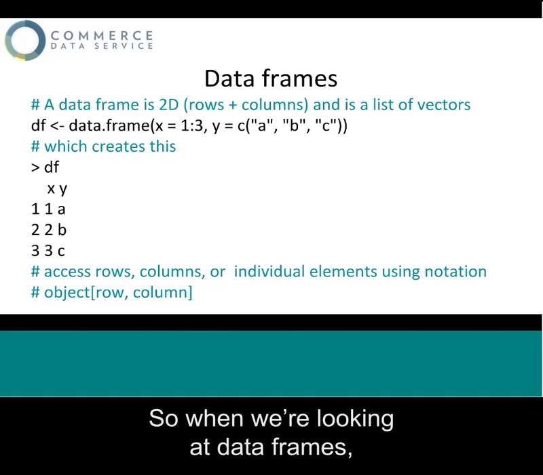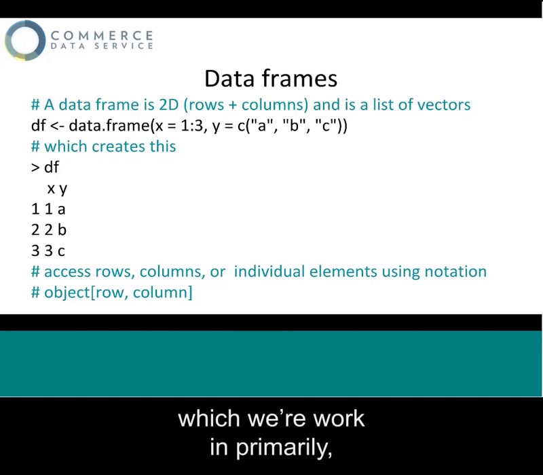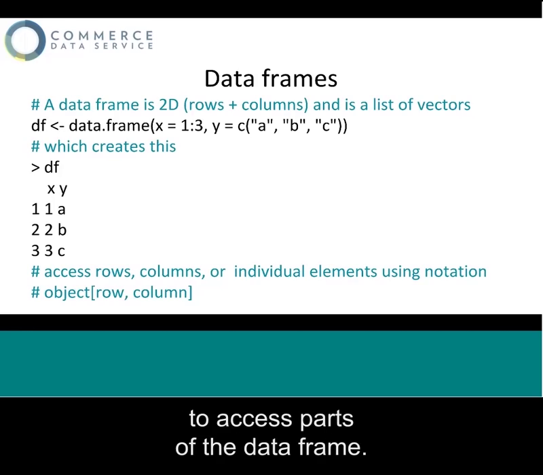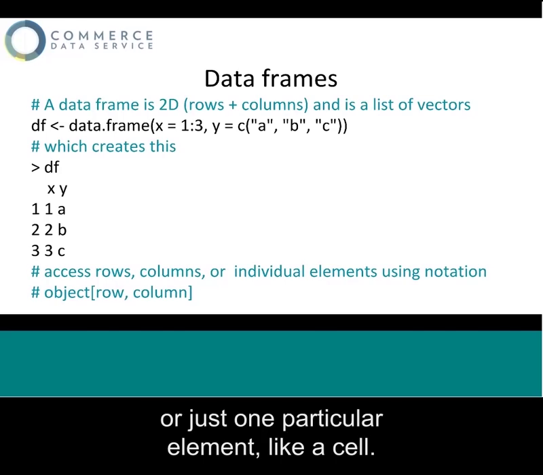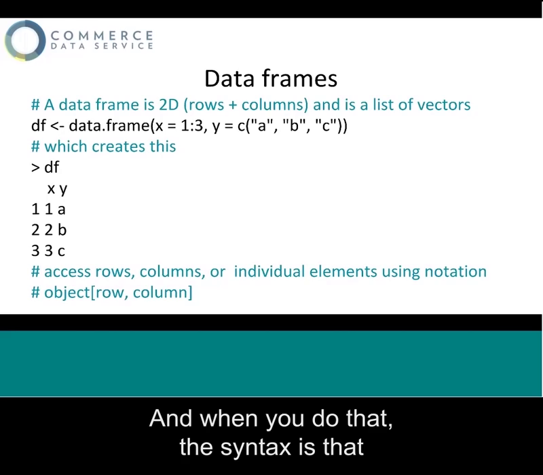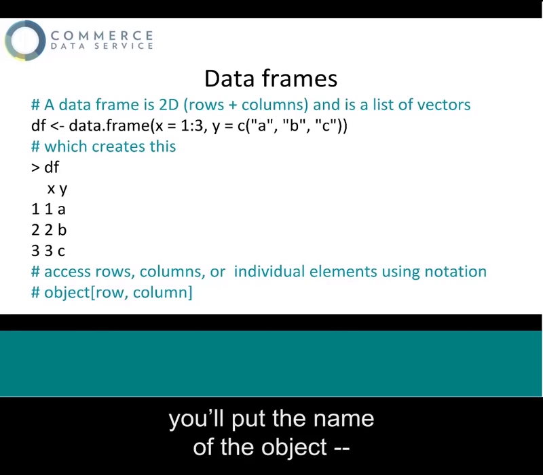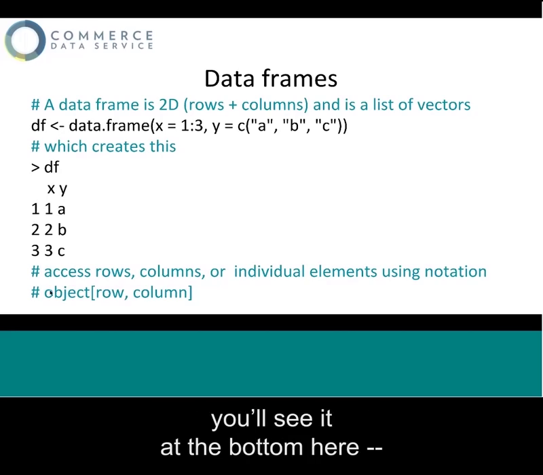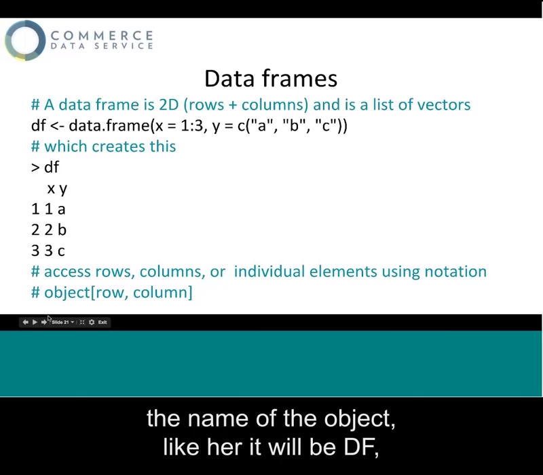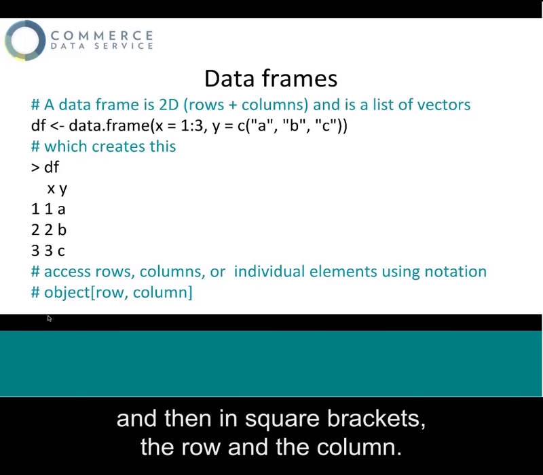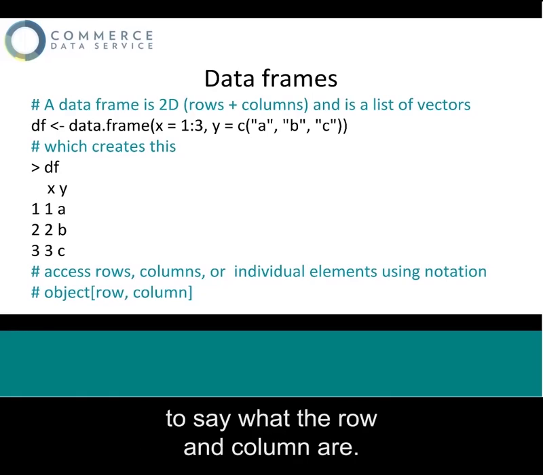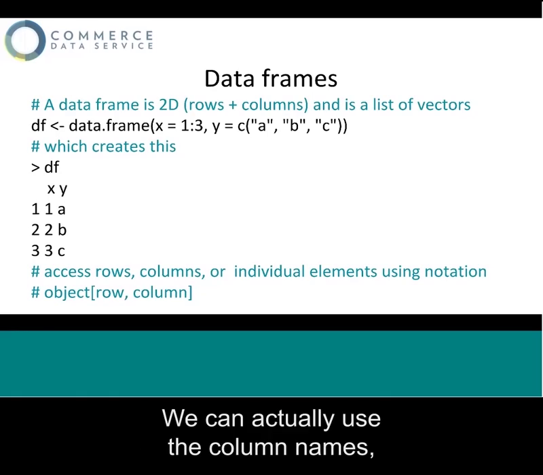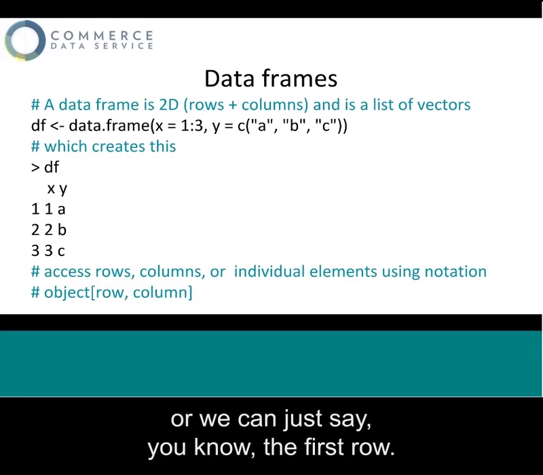So when we're looking at data frames, which we're going to work in primarily, you'll see that you often want to access parts of the data frame, whether it's a particular column or range of columns or range of rows or just one particular element, like a cell. And when you do that, the syntax is that you'll put the name of the object, as you see at the bottom here, like here it'll be df, and then in square brackets, the row and the column. And we'll see that there are a few different ways to say what the row and column are. We can actually use the column names, or we can just say the first row.